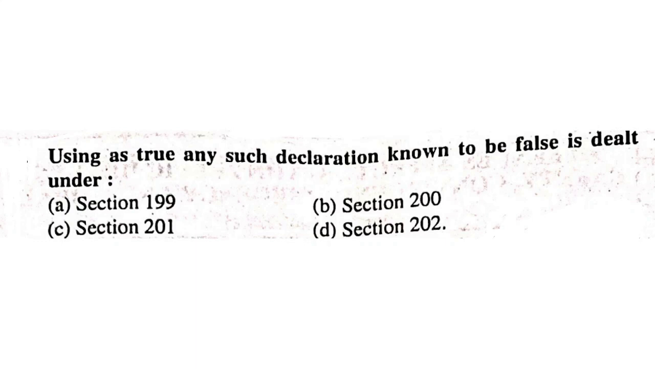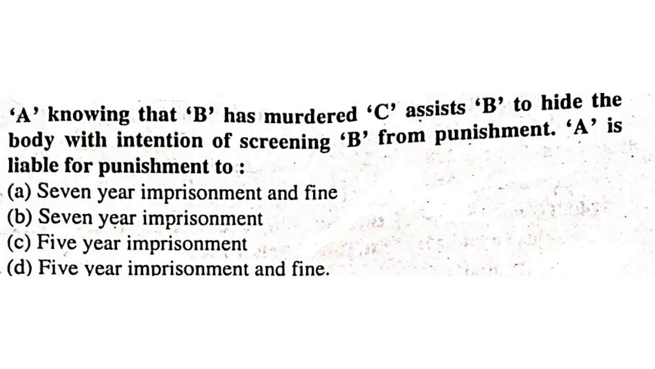Using as true any such declaration known to be false is dealt with under Section 199, Section 200, Section 201 or Section 202. It is under Section 200. Using as true any such declaration known to be false is dealt with under Section 200.